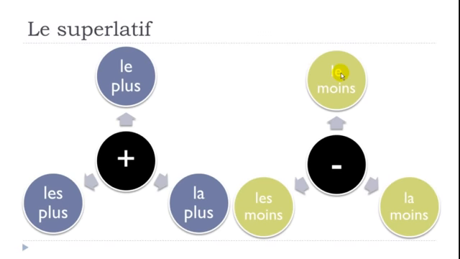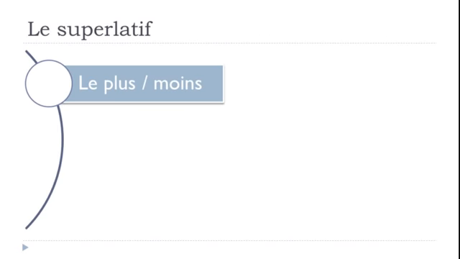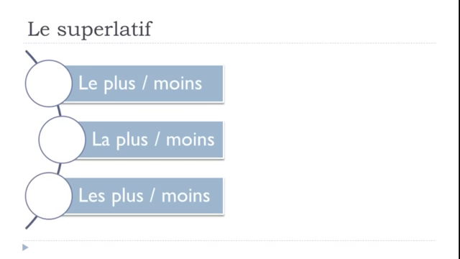Okay, so le moins, remember when we combine this O-I-N together, we get the sound ouin, ouin, ouin, okay, and we don't pronounce this final S. Le moins, la moins, les moins. Okay, so let's see now. Le plus, le moins, la plus, la moins, les plus, les moins.